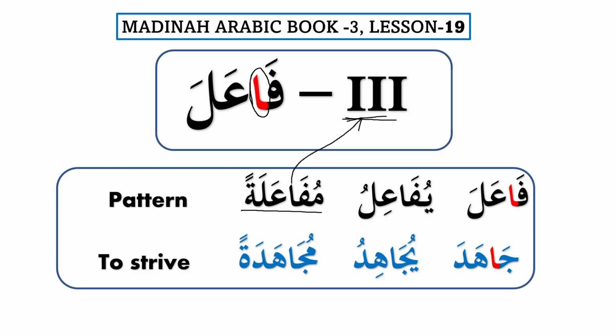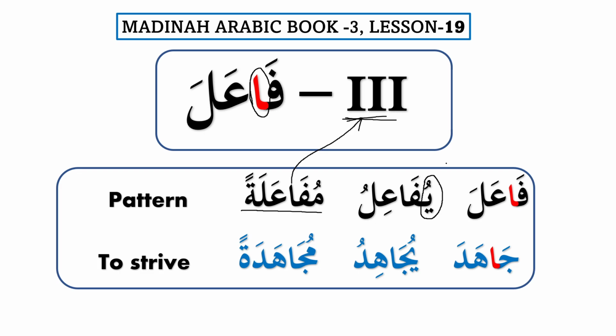So what is common between form number 2, 3 and 4? That the mudari always starts with yu. For example, we have fa'ala yufa'ilu taf'ilan. Now we have fa'ala yufa'ilu, so we also have yu over here, and then we have mufa'alatan. And then we have af'ala yuf'ilu if'alan. So we can see over here that the mudari starts with yu, and it is only limited to form number 2, 3 and 4.